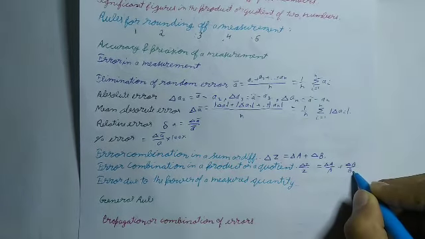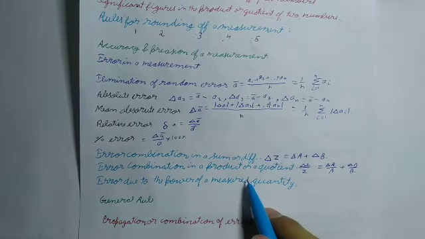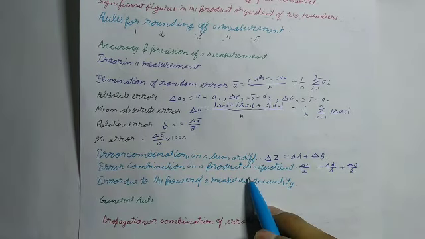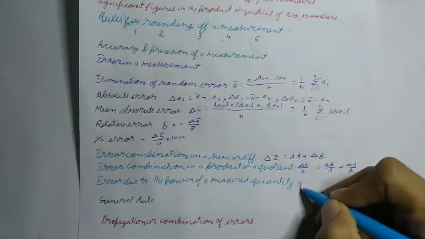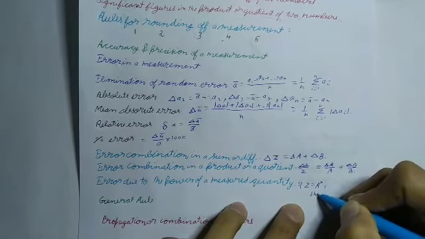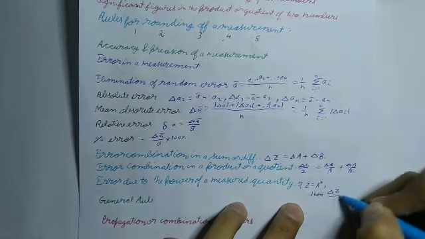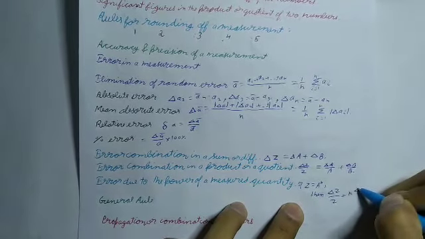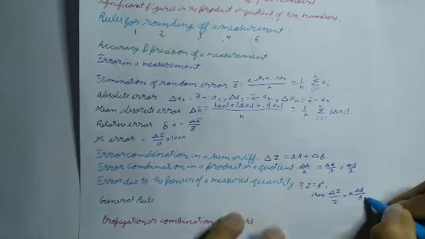Now, error due to the power of a measured quantity. The fractional error in the nth power of a quantity is equal to n times the fractional error in the quantity itself. If Z is equal to A to the power n, then delta Z upon Z is equal to n delta A upon A.